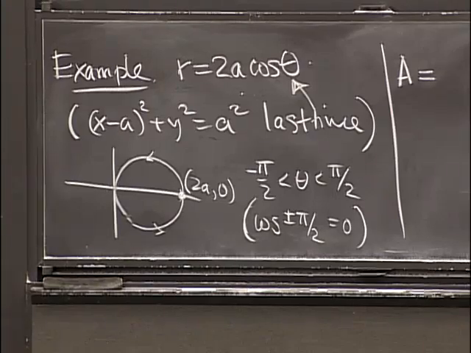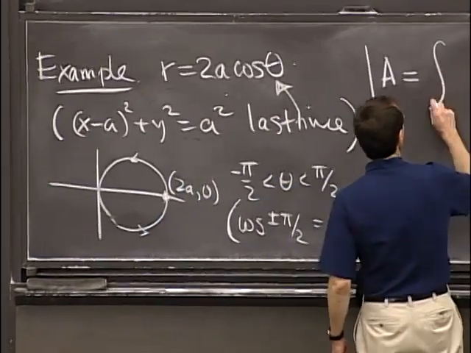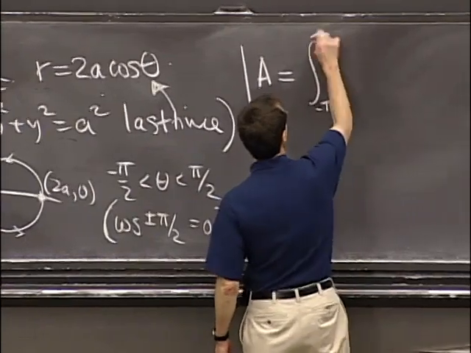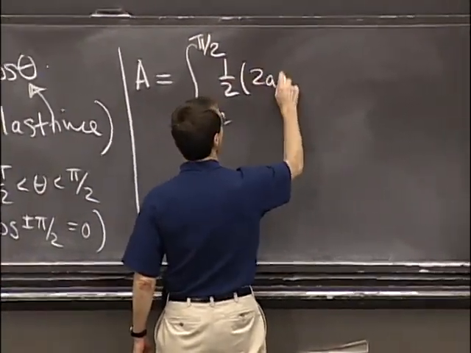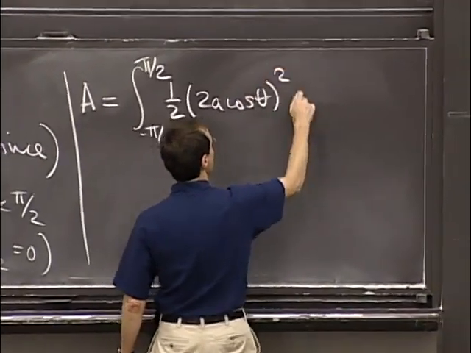That's what cinches this up like a little sack, if you like. All right, so the area is now going to be the integral from minus pi over 2 to pi over 2 of 1/2 times the square of r, that's (2a cosine theta) squared d theta.